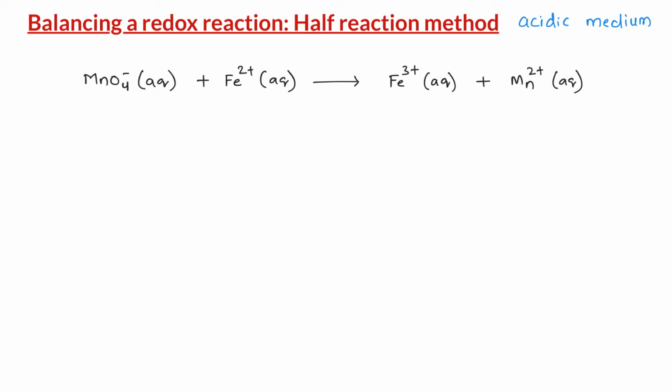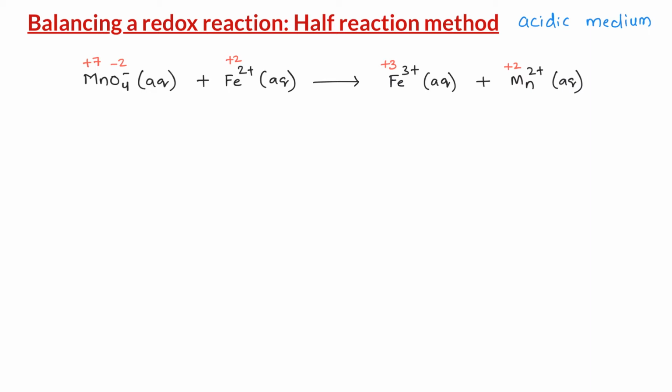The first step is to assign the oxidation numbers to each atom in the reaction. For oxygen, it is -2. Manganese, we can calculate it to be +7. Iron, +2. If we move to the product side, for Fe3+, the oxidation number is +3. And for Mn2+, the oxidation number is +2.